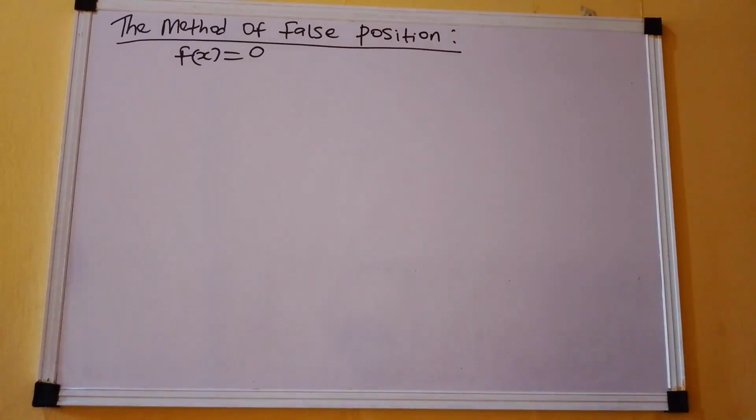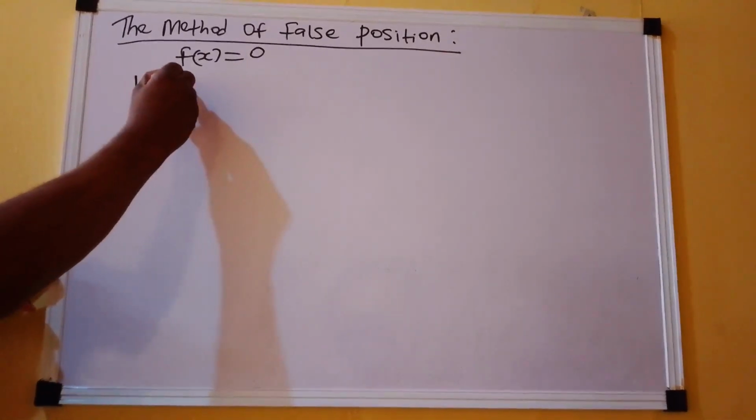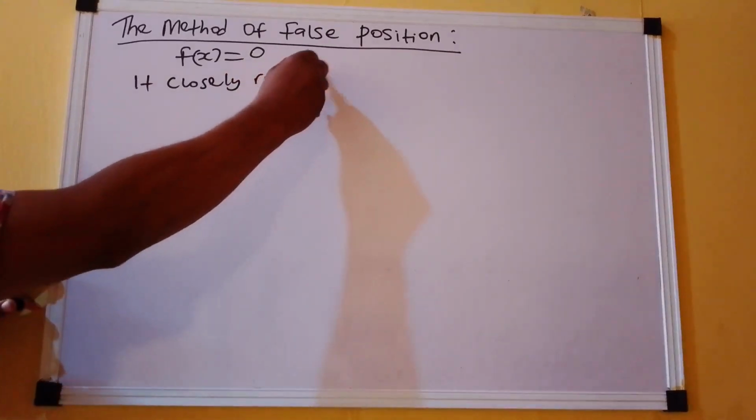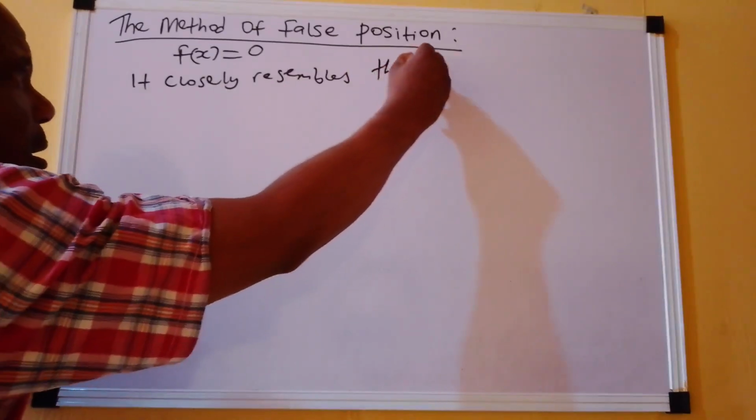Now, the method of false position. This method of false position closely resembles the bisection method.